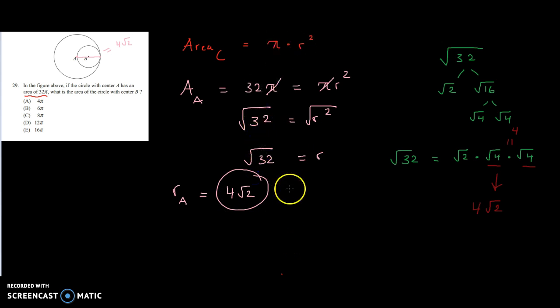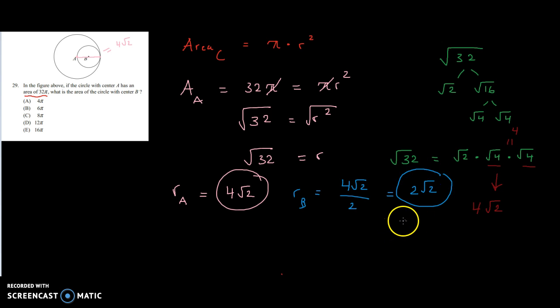Now, say radius of the B circle, oh, that was the sorriest looking B you've ever seen in my life. Okay, the radius of the B circle is just going to be 4 root 2 divided by 2, which is just 2 root 2. Okay? I know, this is intense. We're hanging there. We're almost done. We figured out the radius for B is 2 root 2.